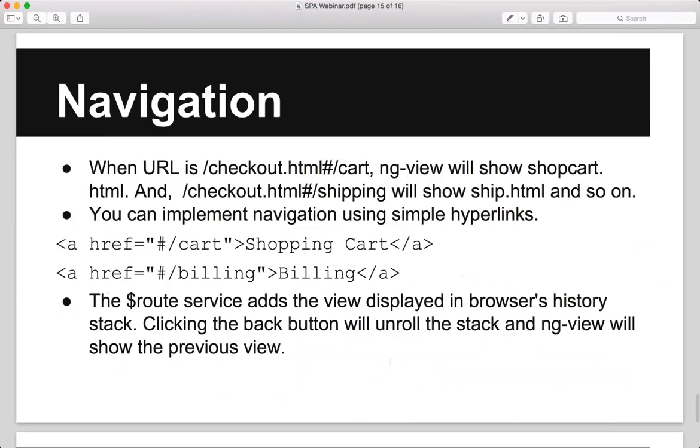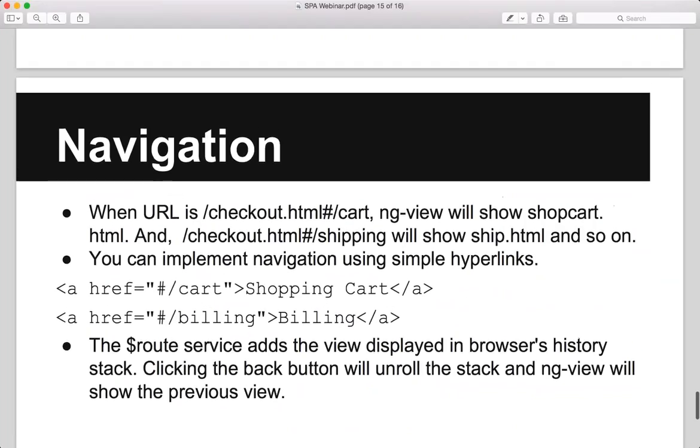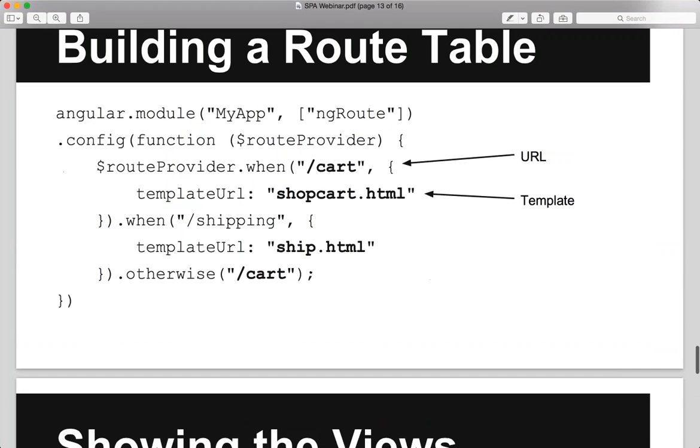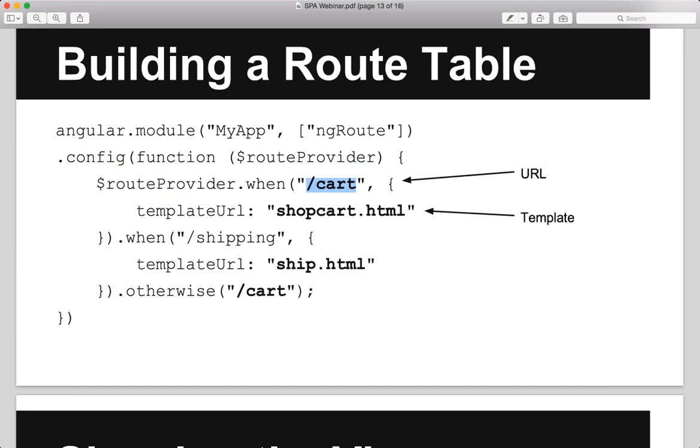So to navigate between the views, all I have to do now is set up the URL correctly. So the URL looks like this. /checkout.html is my main page of the application. That's the single page that the application loads first. Then comes the hash mark, and then / and then the URL that's in the route table. So it's checkout.html hash /cart. So this /cart is what gets mentioned in the route table. So this comes after the hash mark.